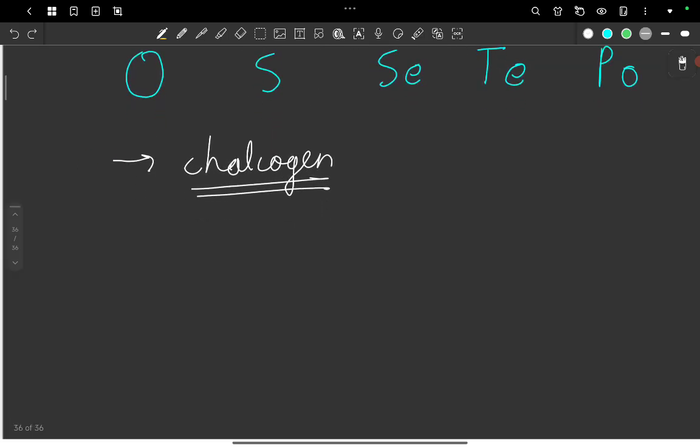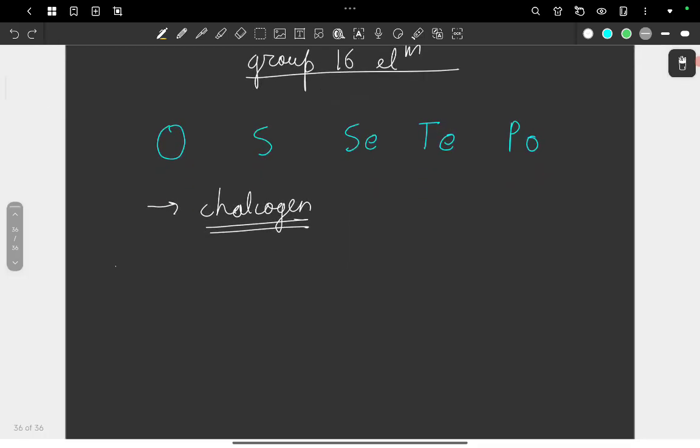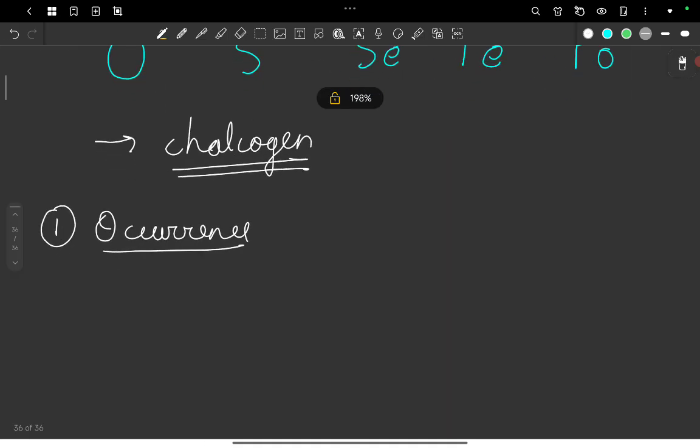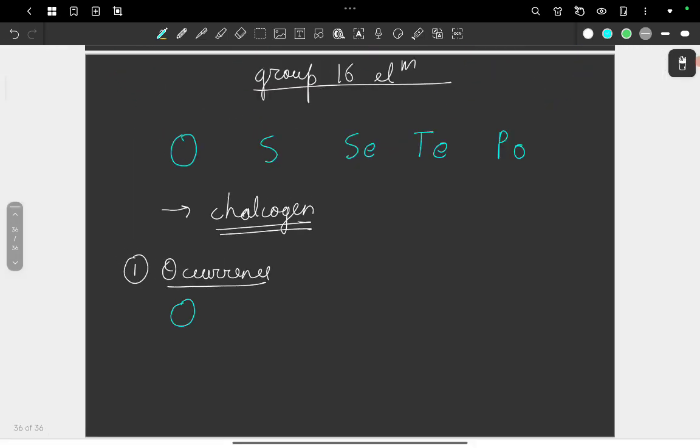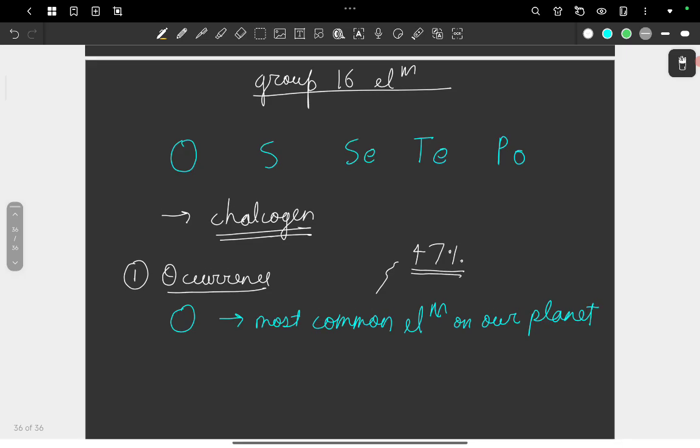Well, let's start about occurrence then. Occurrence or abundancy. Here, oxygen is the most common element on our planet. What does this imply? That basically oxygen and compounds of oxygen take up about 47% of the entire earth, and that is almost like half of the entire landmass of the earth.